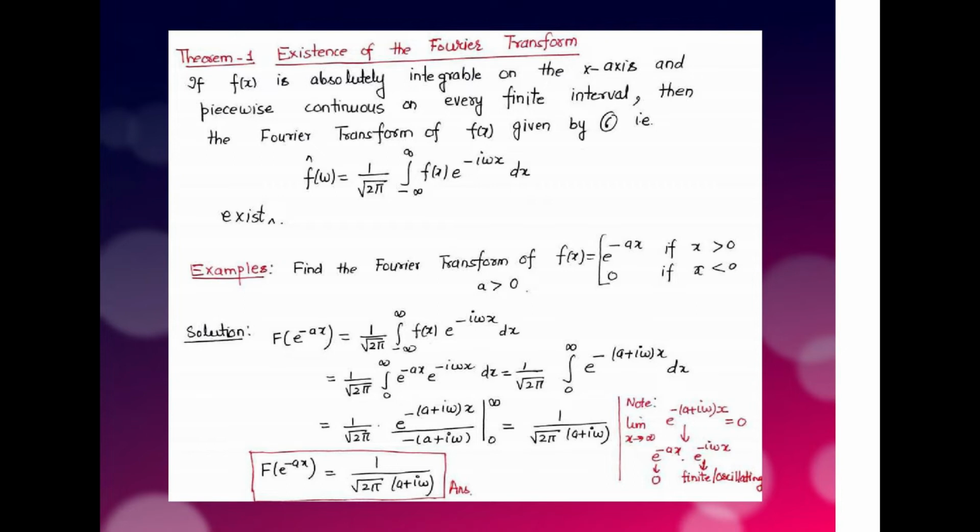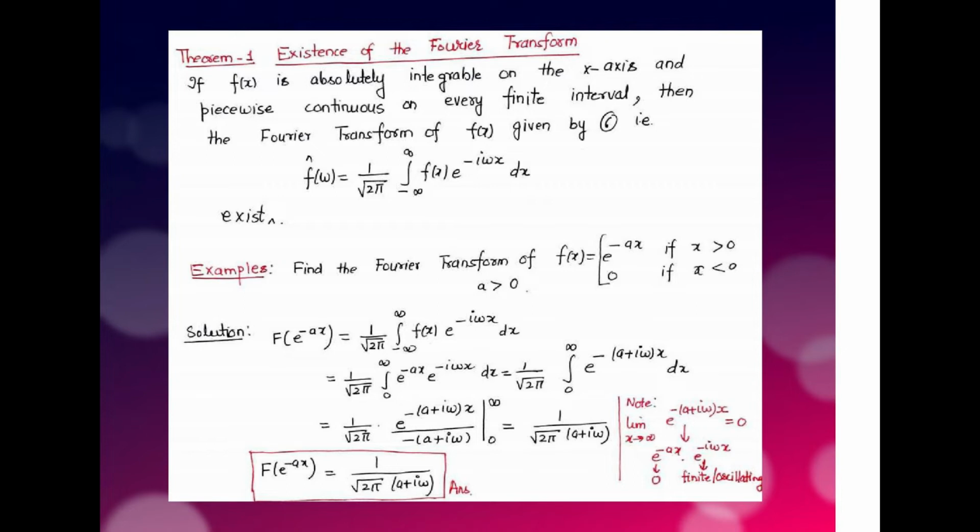And when we are putting the lower limit x equal to 0, we get the result. When we are putting the upper limit, that x tends to infinity, this whole part is 0. You can see the expression I have written, that I can break this exponential function into e raised to power minus ax and e raised to power minus iota wx.